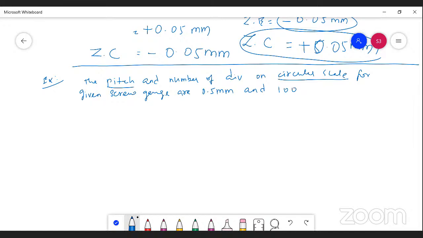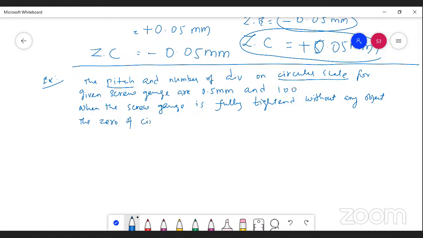When the screw gauge is fully tightened without any object, the zero of the circular scale lies 3 divisions below. You know well, 3 divisions below means which error is required?